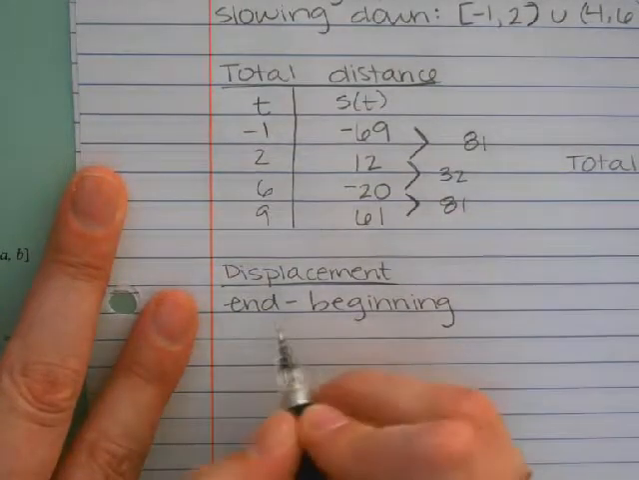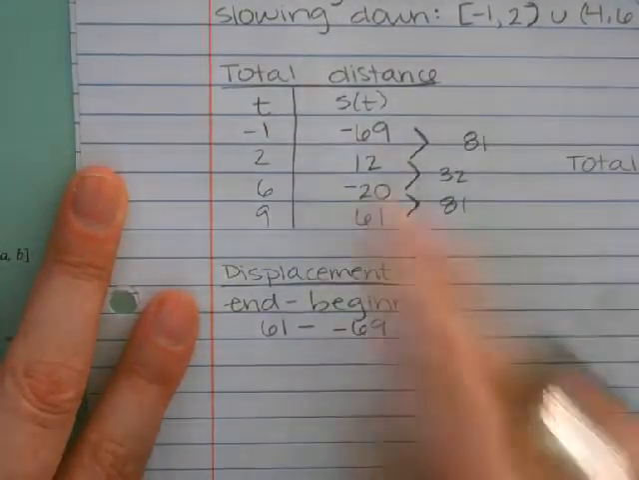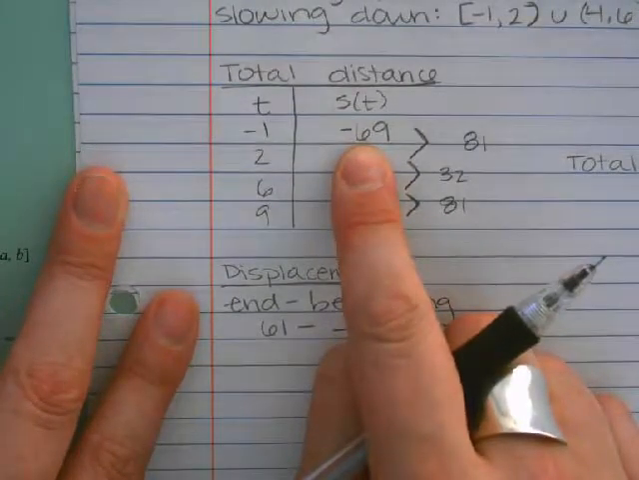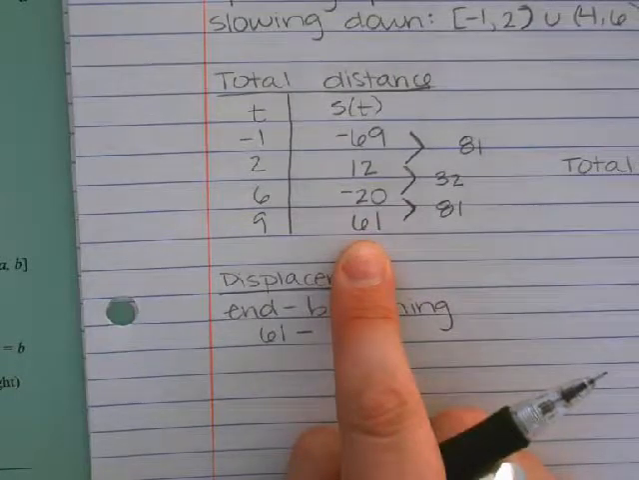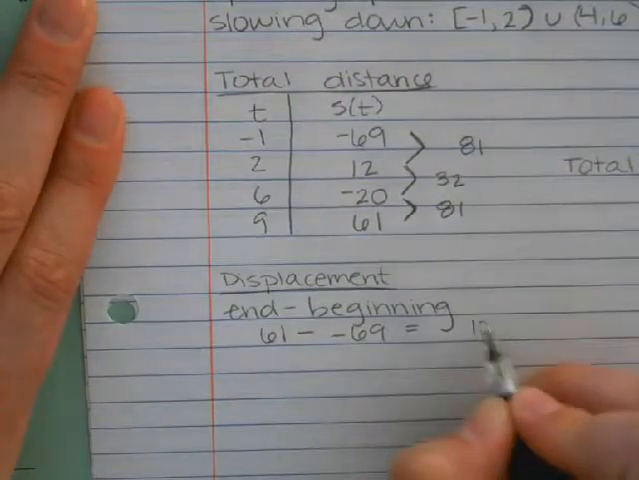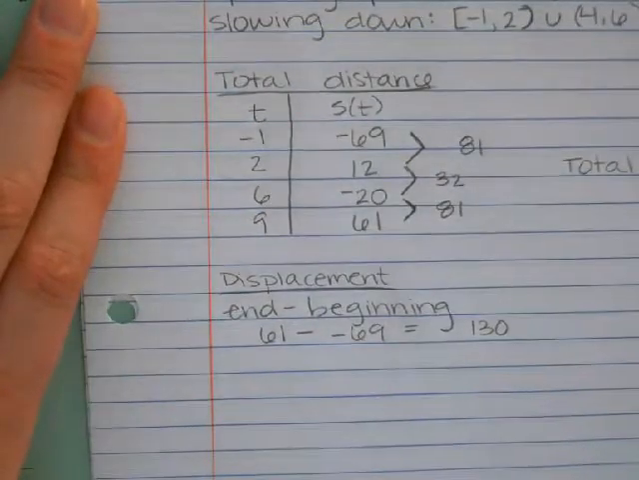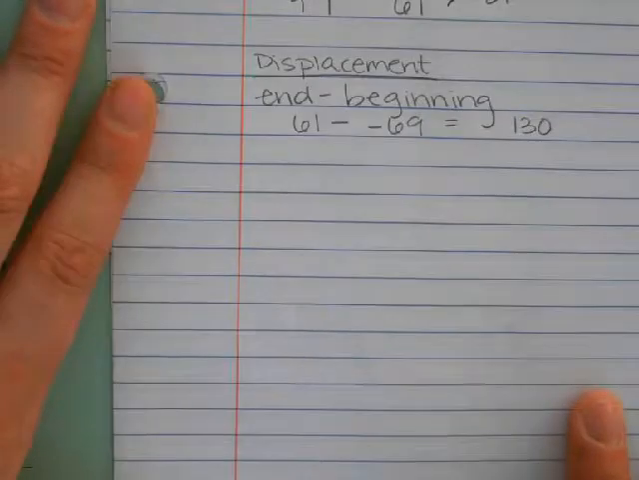So we're going to do 61 minus -69. Because our beginning place was 69 places to the left, and our ending spot was 61 places to the right. So if we do end minus beginning, we get 130. That's our total displacement. That's how far we are at the very end of the problem compared to where we were at the beginning of the problem.